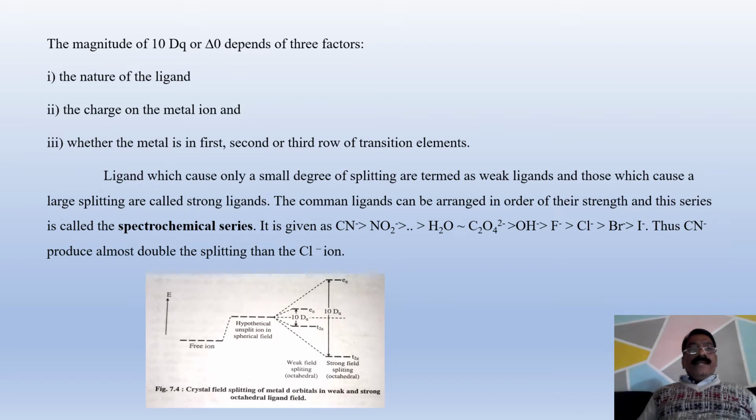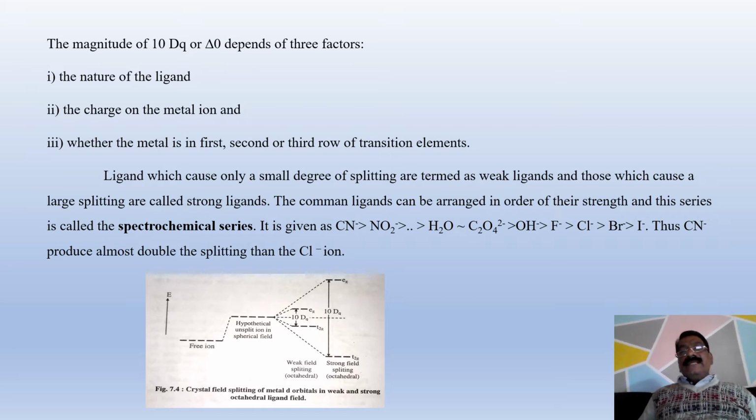The magnitude of 10 Dq or delta O depends on three factors. First, the nature of the ligand. Second, the charge on the metal ion. And third, whether the metal ion is in the first, second or third row of transition elements. Ligands which cause only a small degree of splitting are termed weak ligands, and those which cause a large splitting are called strong ligands.